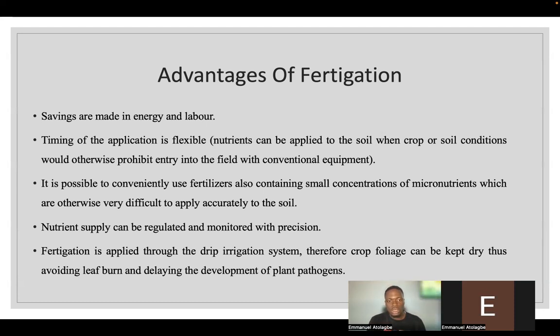So fertigation is applied through the drip irrigation system. Thereby, the surface of your plants is kept dry. So that's a way of controlling pests and diseases. Fertigation has its own role in controlling pests and diseases.